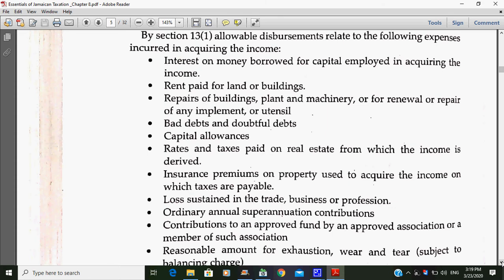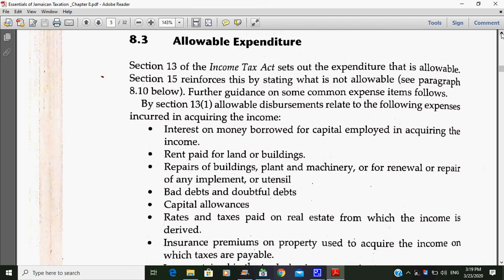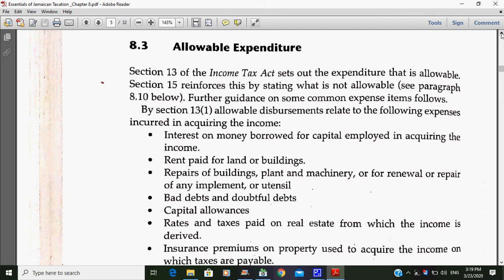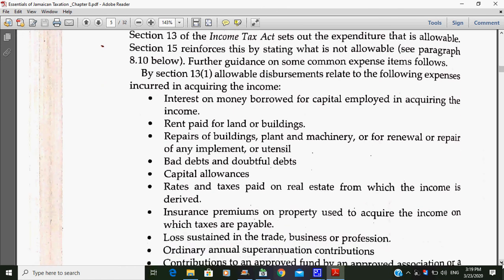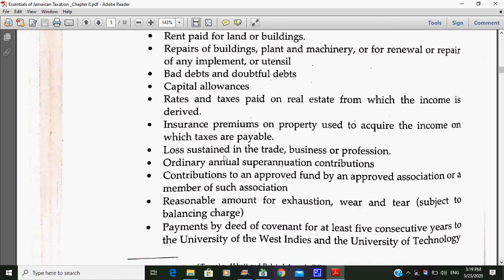taxes are payable. Now, just to show that allowable expenditures are those that are deducted from the profit to reduce the profit. Alright, remember that, okay? Ordinary annual superannuation contributions allowable. Contributions to an approved fund by an approved association or member of such association are allowable. Reasonable amount for exhaustion, wear and tear, subject to balancing charge allowable.